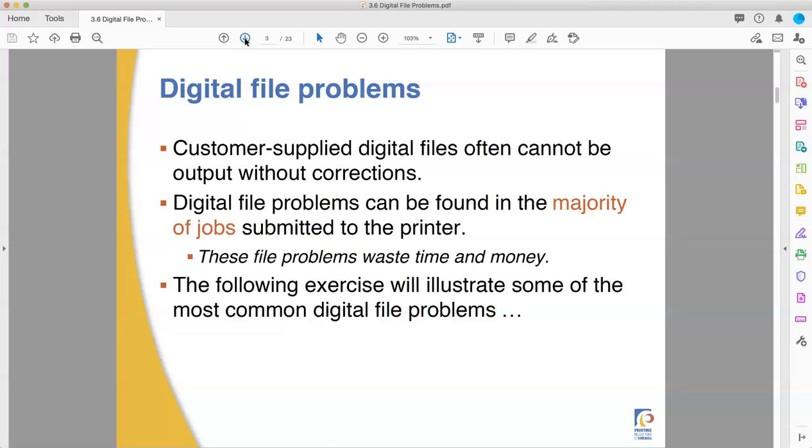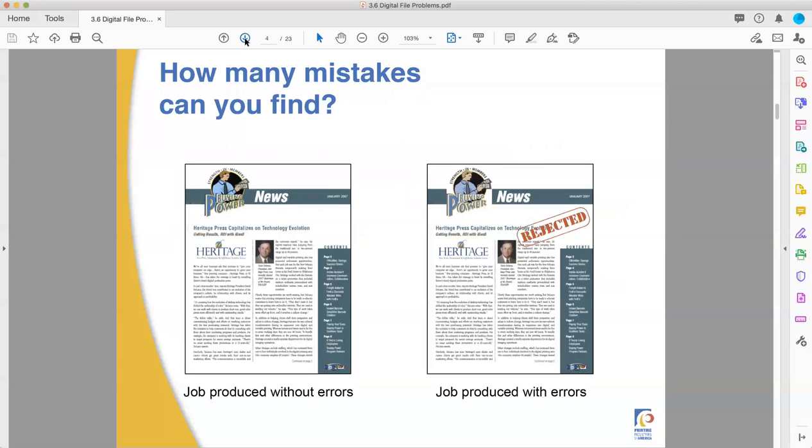Anyways, so we're going to take a look at the exercise here. Hopefully you guys, again, have had a chance to look through these files visually and maybe do a little bit of searching for things like missing fonts and graphical resolution levels. Let's go ahead and take a look here. How many mistakes did you guys find? One of them, the good one, comes through cleanly without problems. The bad one comes through, well, bad.